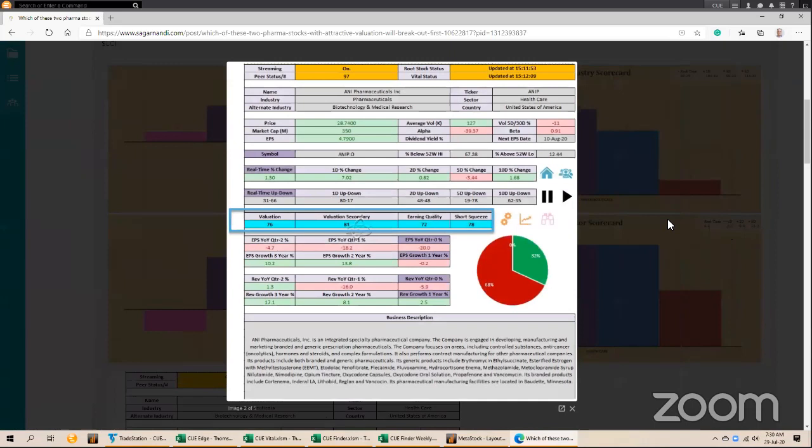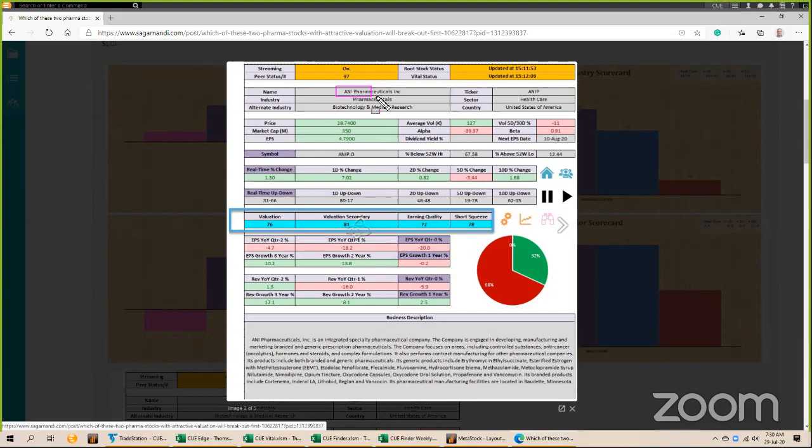And I found these two stocks, both of them had excellent valuation. One is ANI Pharmaceutical, ANIP is the ticker symbol. You can see here, everything is cyan. Valuation, secondary valuation, earnings quality, short squeeze potential. Earnings growth is negative, that's fine. We don't expect a stock to be of undervaluation plus great earnings growth every time. In terms of valuation, it is looking great.